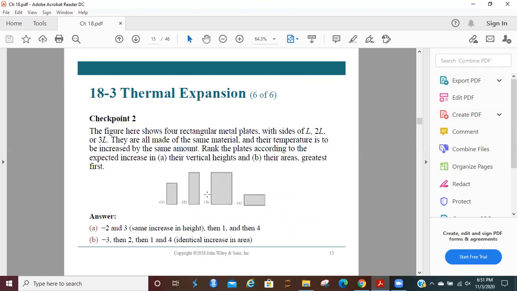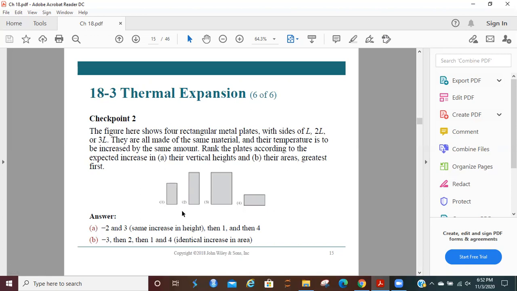Okay, so checkpoint 2. You've got a figure here that shows 4 rectangular metal plates with sides of L, 2L, or 3L. They're all made of the same material, and their temperature is to be increased by the same amount. So rank the plates according to the expected increase in their vertical heights and then their areas. And start with the greatest and then work back.